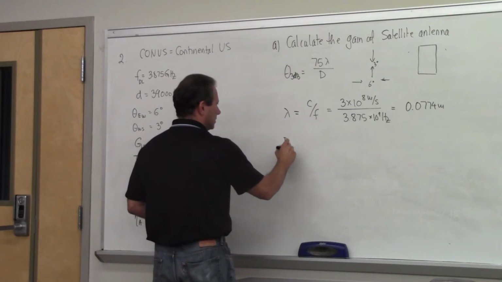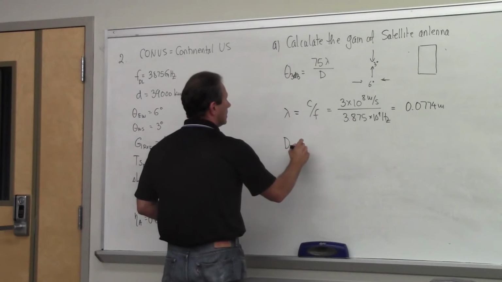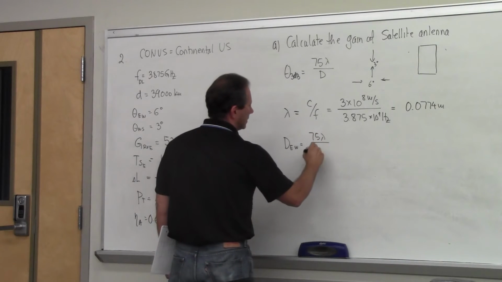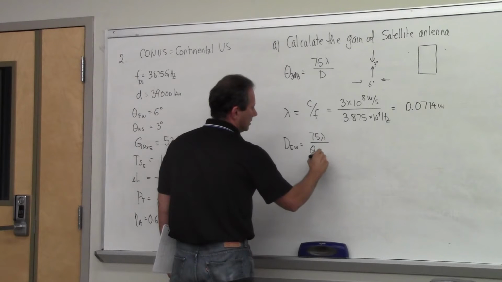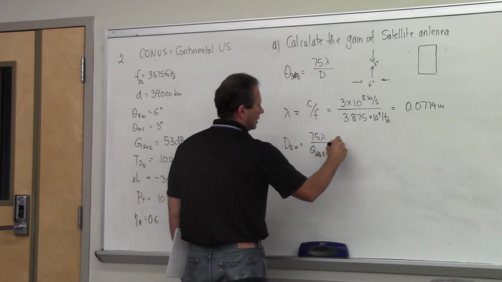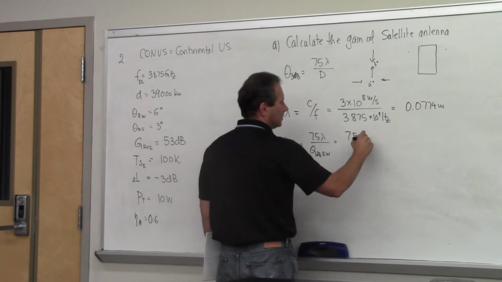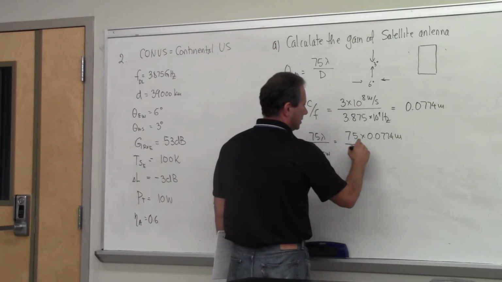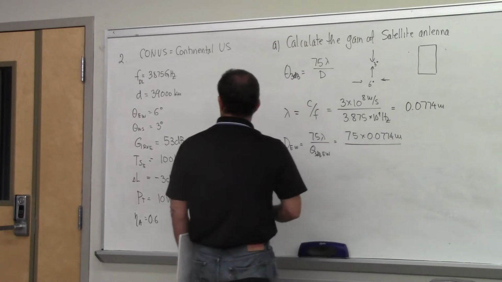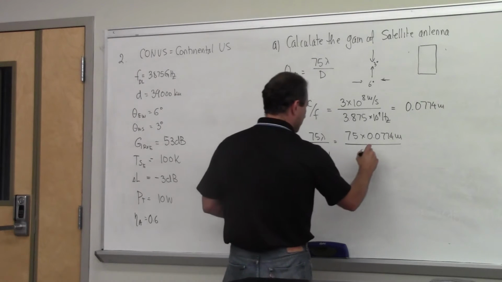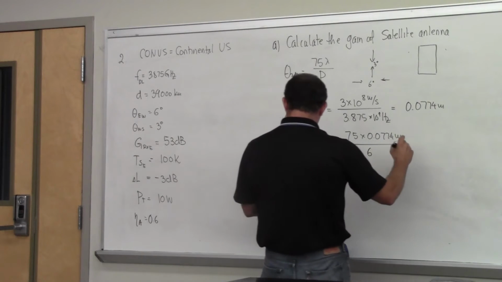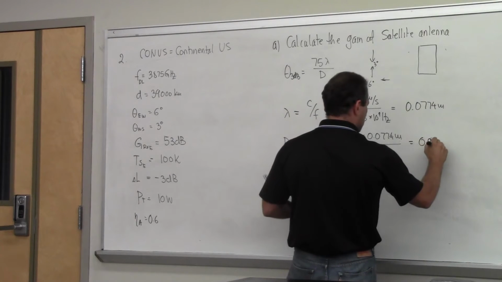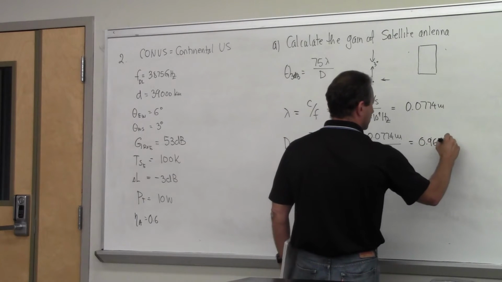So the dimension east-west is going to be 75 lambda divided by theta 3 dB east-west. In our case, this becomes 75 times 0.0774 meters divided by 6. So this is 0.9677 meters.